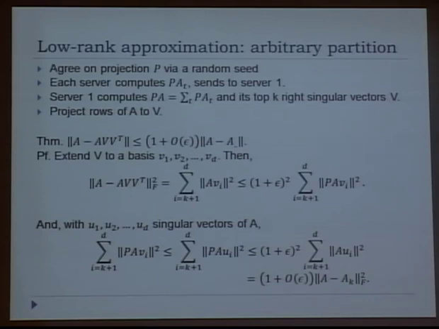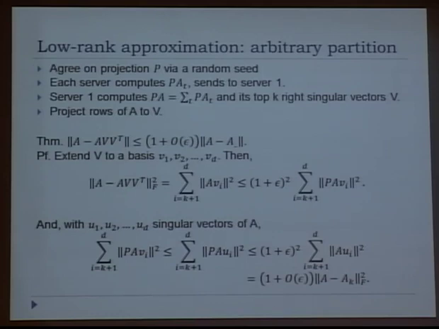Now, by the property of the random projection, each length of A vi is preserved to within 1 plus epsilon. And so this is within 1 plus epsilon squared of the total norm of the projection of PA onto these vectors. OK, so that's one part. This is just saying that the error you got is, in fact, at most 1 plus epsilon times the error of the optimal value of the projected matrix.